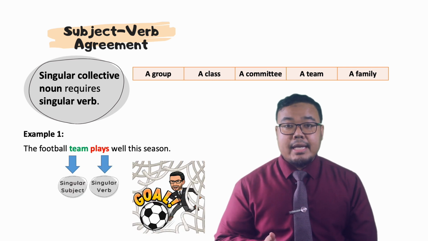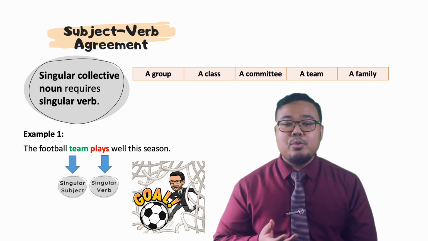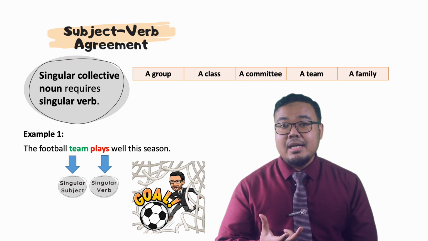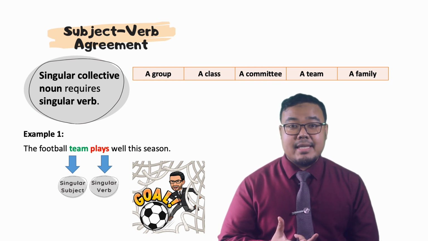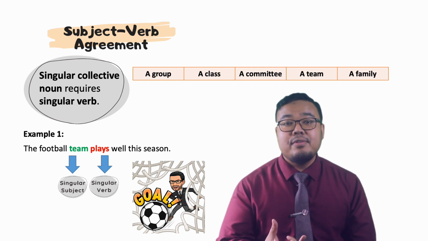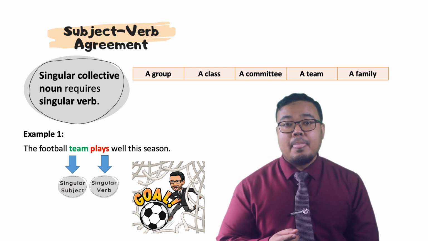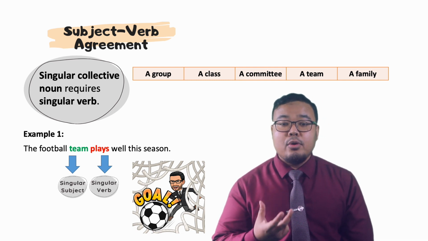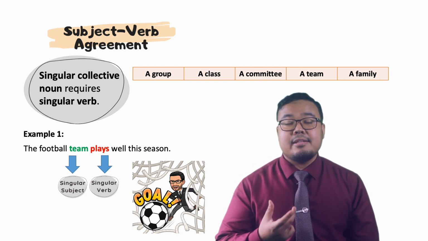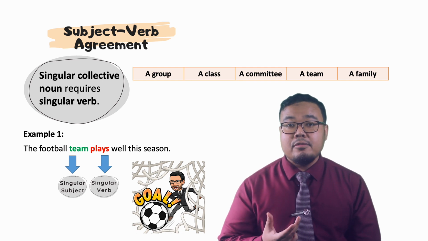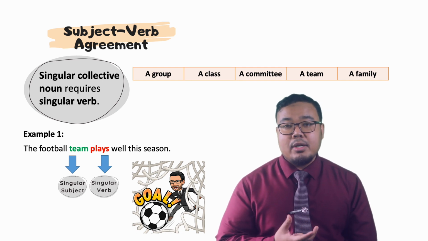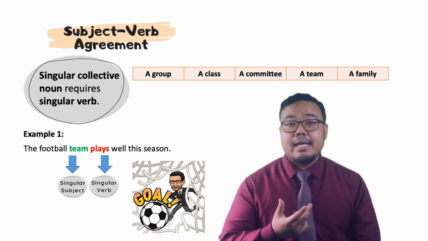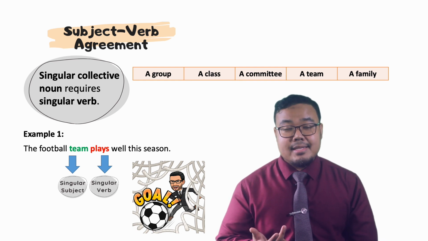For example, the football team plays well this season. So the football team here, we have many, right? Many persons in the team. But however, we refer to the team as one team. So we use team as a singular subject followed by plays. It's a singular form of verb. We cannot put the football team play well this season. It's wrong. The correct one is the football team plays well this season.